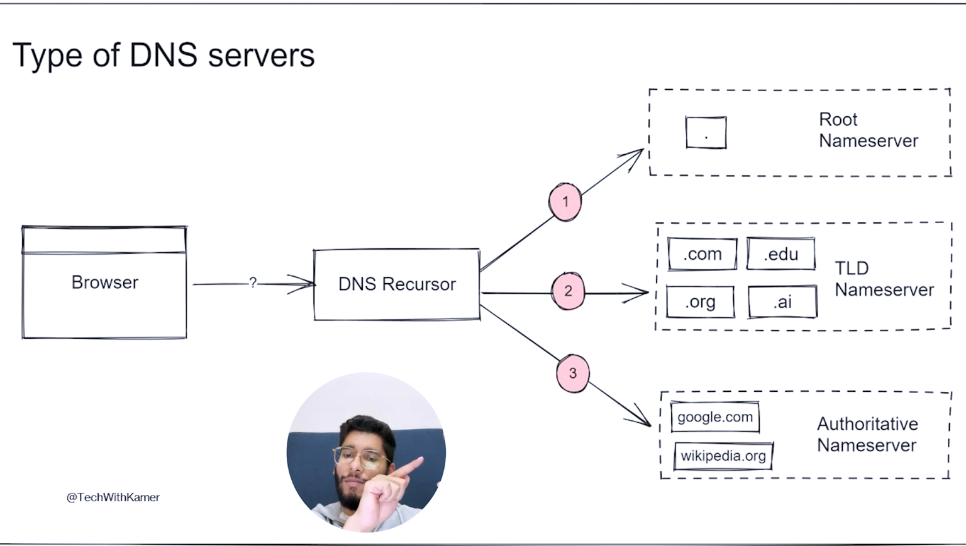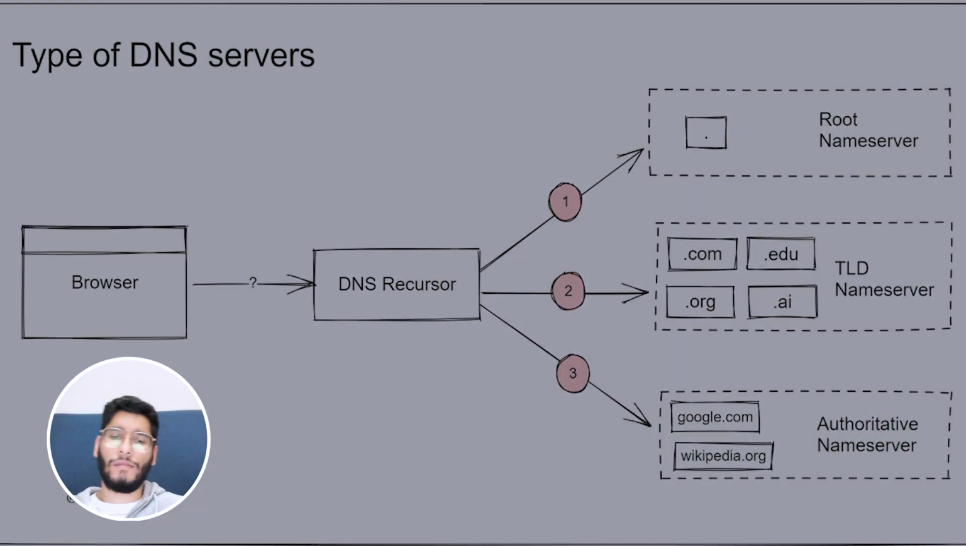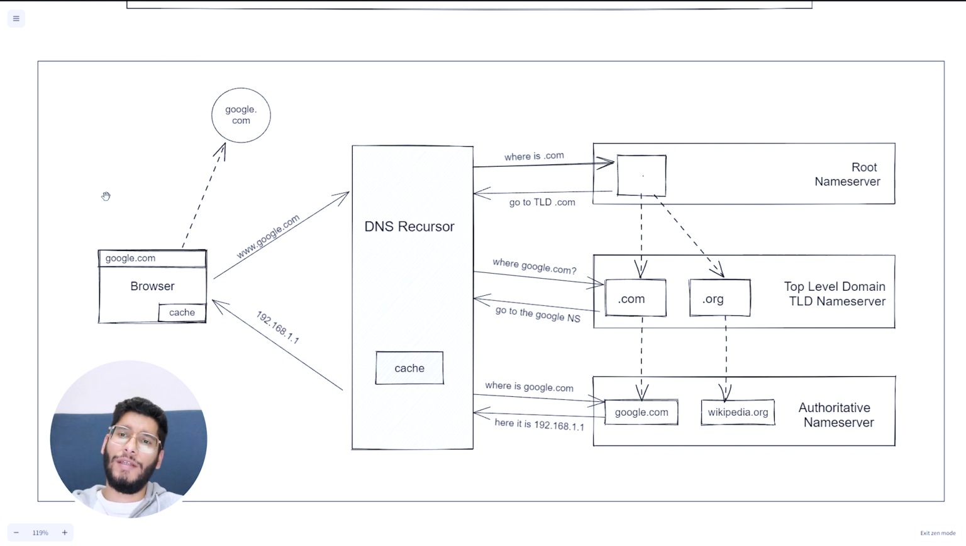And now the next step is the DNS recursor will go to the authoritative name server, which is google.com in our case. And if it is the .org TLD name server, then it will go to wikipedia.org. So this is the diagram where we know how these things work. As I promised, we are going to see the architecture diagram of this whole DNS query process. So let's check this diagram.